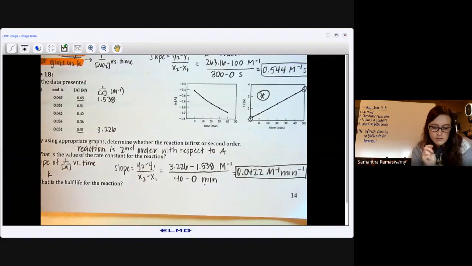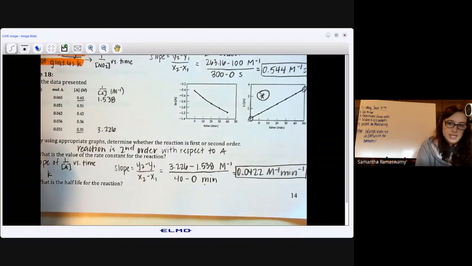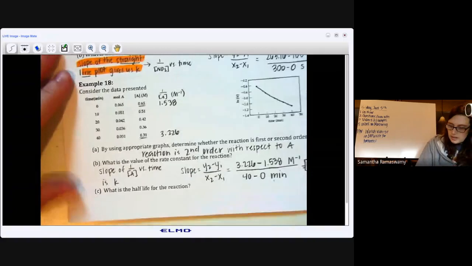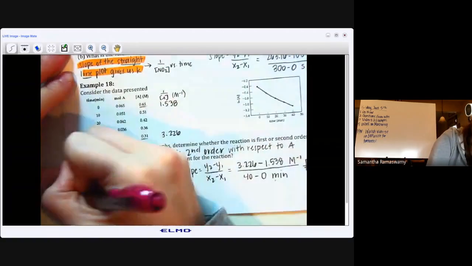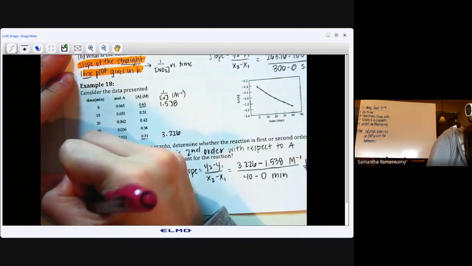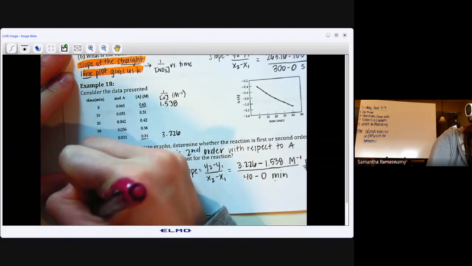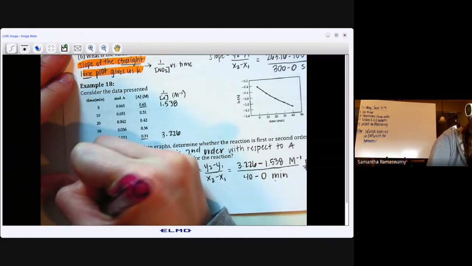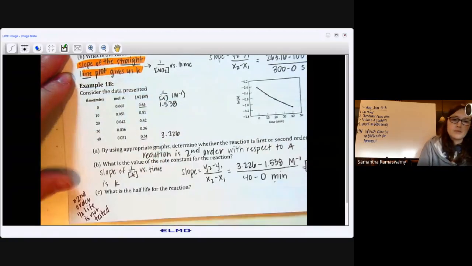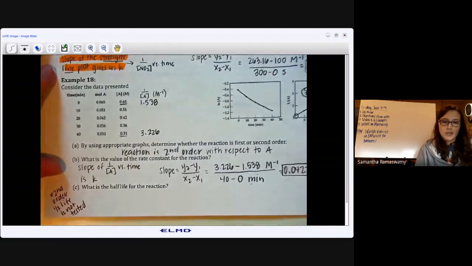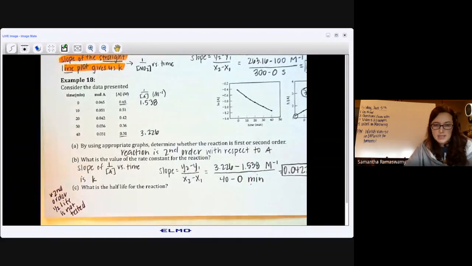Again, remember that second order half-life is not tested. So I'll make a note over here. Second order half-life is not tested. So I know this is asking about it. You might see questions about it, but it's not tested.